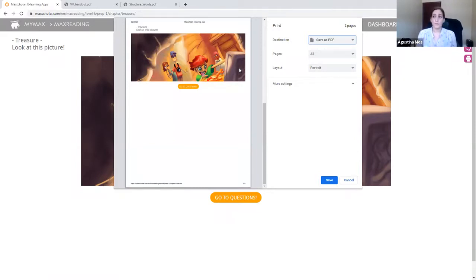Or if you want to just find a picture elsewhere, or in a book that you already use, you can also do the visualizing and verbalizing with literally anything in the world. If you want to use the Max Reading pictures, you can download them or print them out from the site.